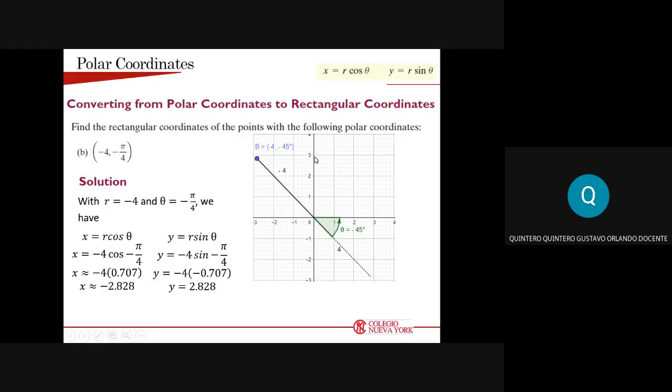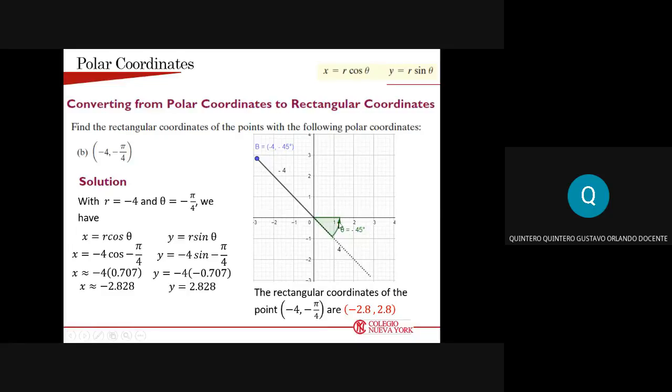So as I said at the beginning, around here is 2.8 or 2.9. So we know we did things correctly. The result, inside parentheses, is negative 2.8, comma 2.8. And that is it, guys. That is how we change from polar to rectangular.